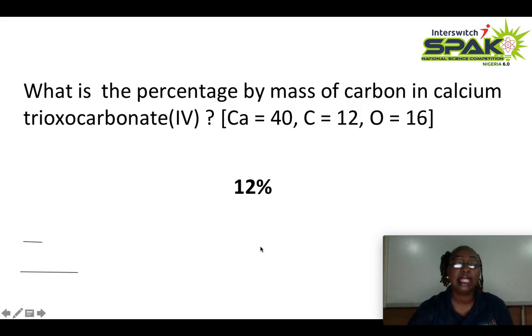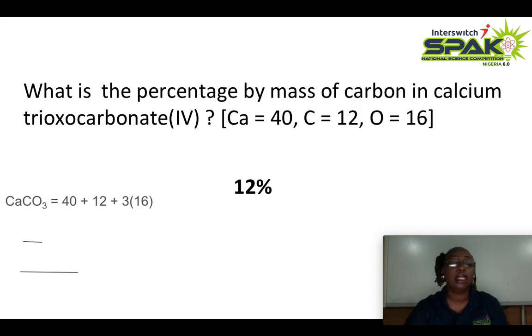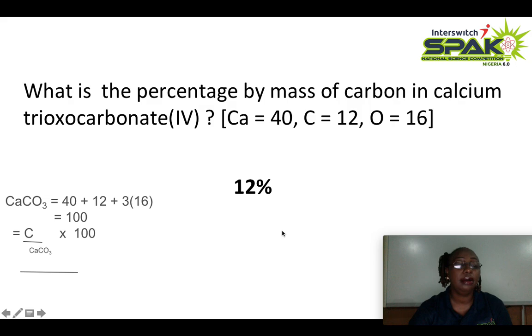Let's look at it. Like I said, the formula for calcium trioxocarbonate(IV) is CaCO3. So the first thing you do is calculate the RMM, and your RMM is calcium is 40, carbon is 12, then oxygen is 3 times 16, then you have 100. The formula for calculating percentage composition by mass is you put the element you're looking for over the total, which is the RMM, times 100. And substituting your value, you have 12 times 100 over 100, and your answer is 12%.